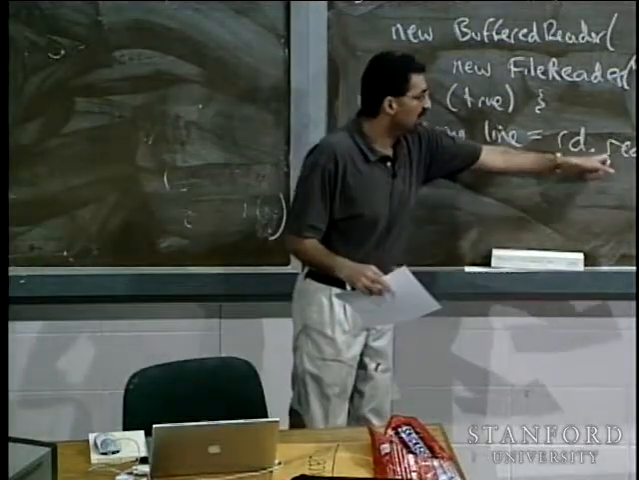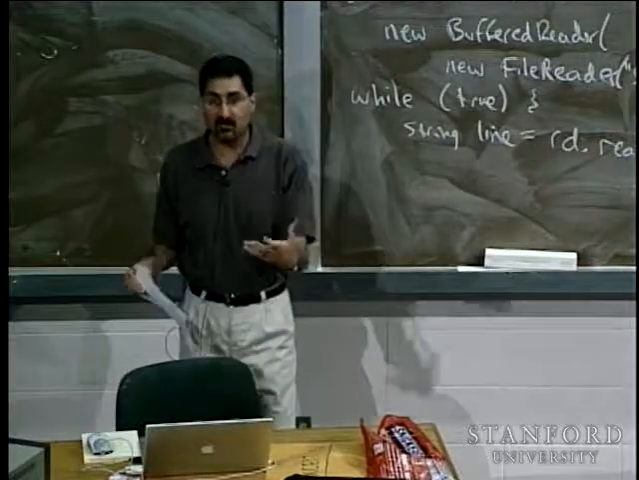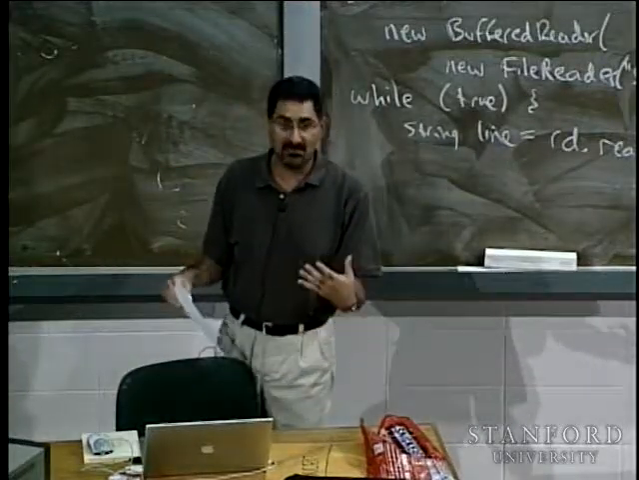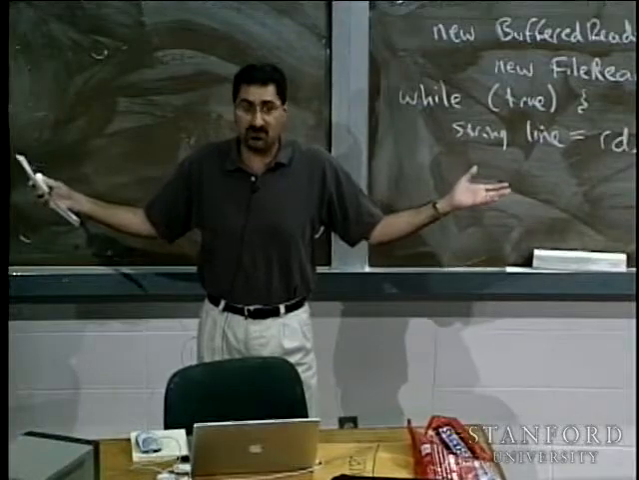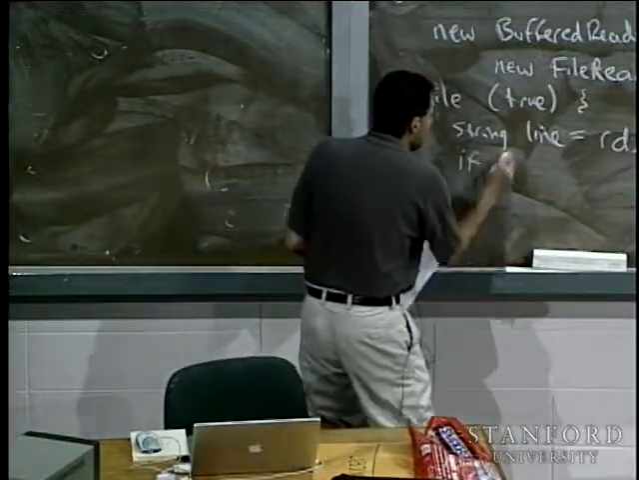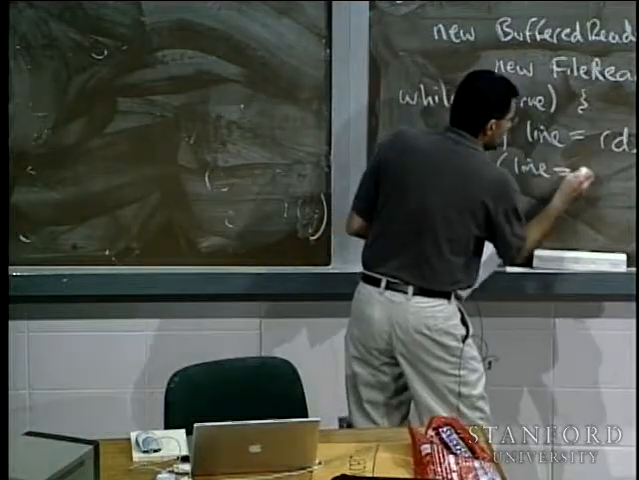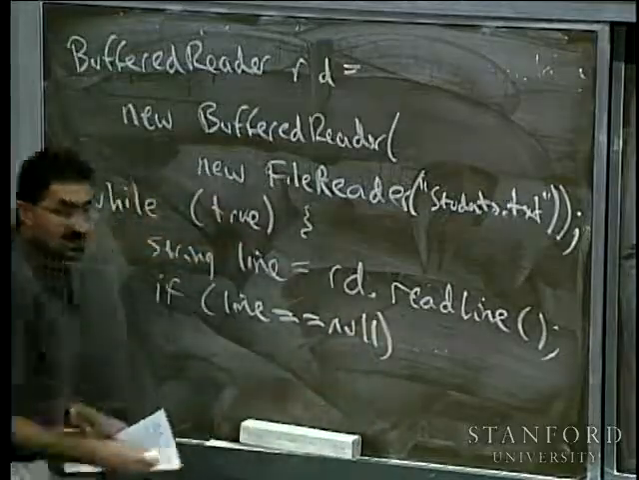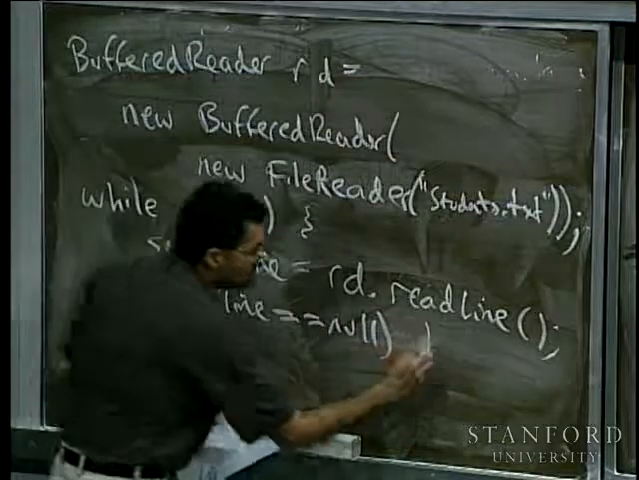Null. So what readLine gives me back, if I try to read a line past the end of the file, is it gives me back a null. It says, hey, there is no string here for you to read. And the way I'm going to indicate that to you is to give you back a null. So I can check that. If line is equal to null, that means I've reached the end of the file. And so I'm just going to break out.